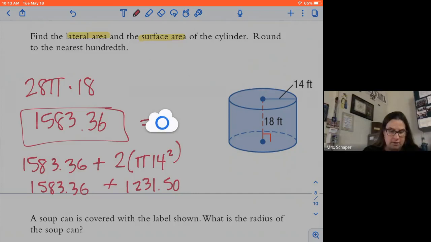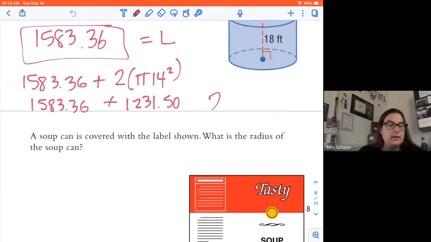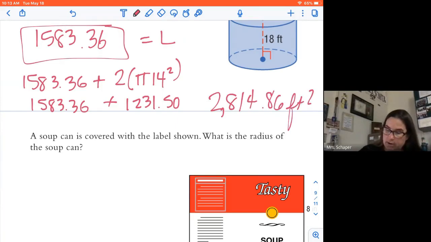And I'm going, whoops, how did I get an error? There we go. And I'm going to get 2,814.86. So 2,814.86 feet squared. All right.